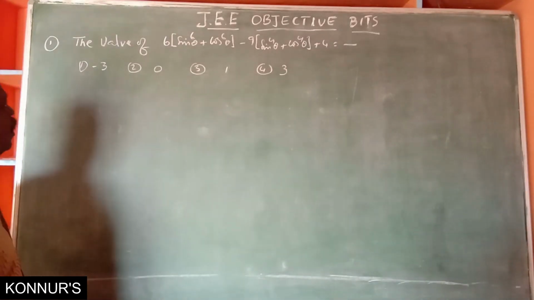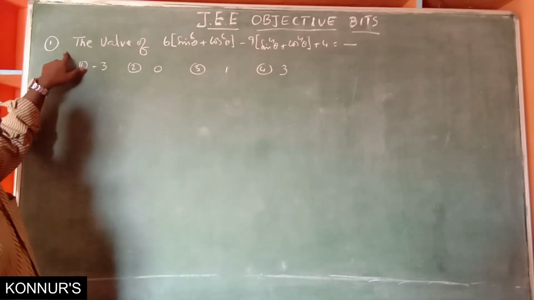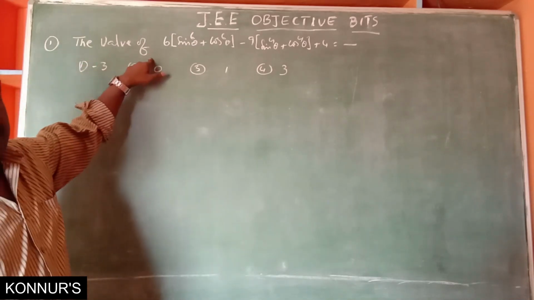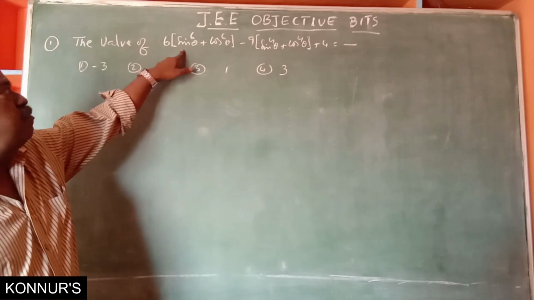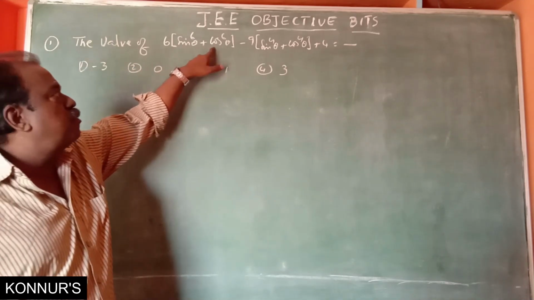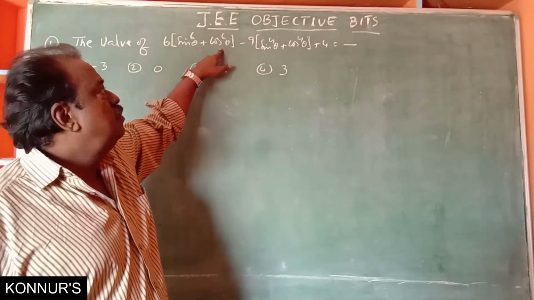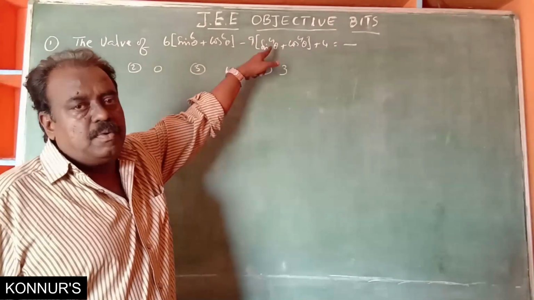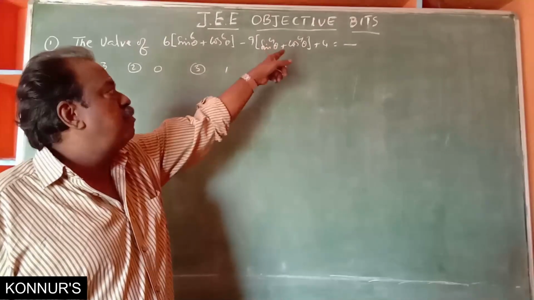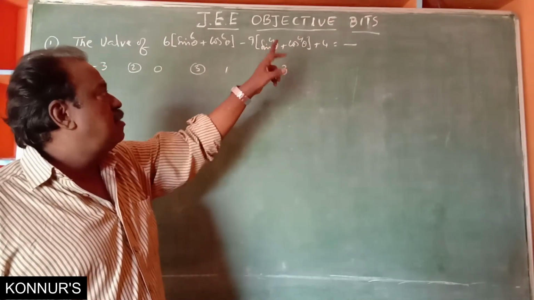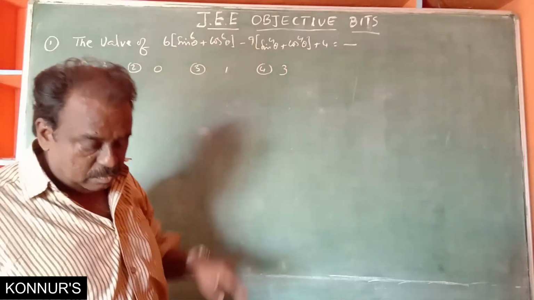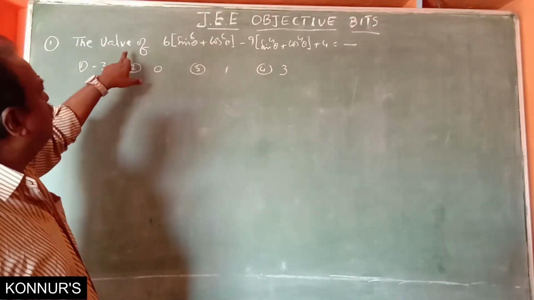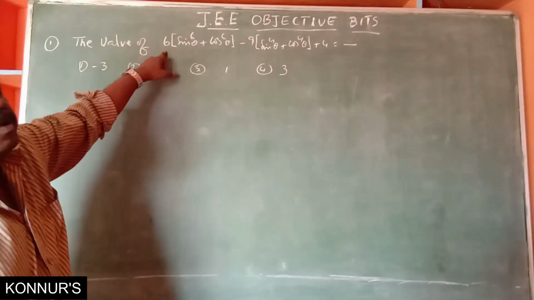Observe. The first problem. The value of 6 of sin power 6 theta plus cos power 6 theta minus 9 of sin power 4 theta plus cos power 4 theta plus 4 is equal to dash. We have to find the value of this expression.